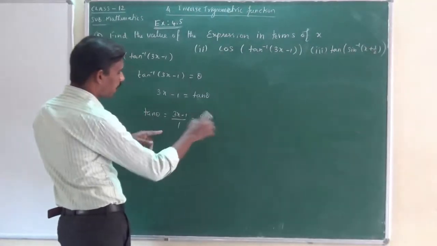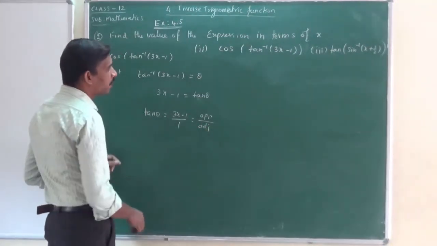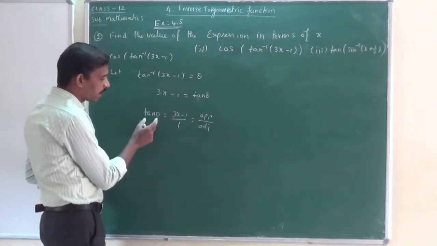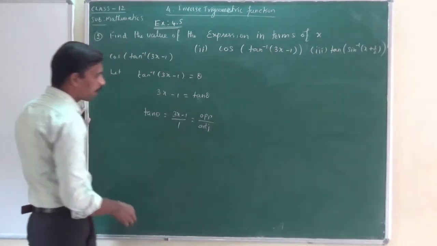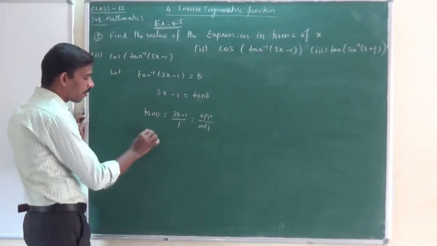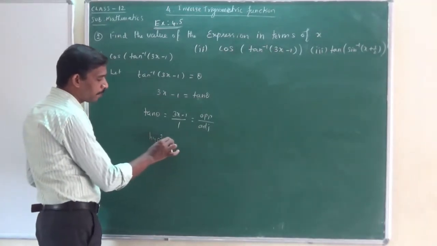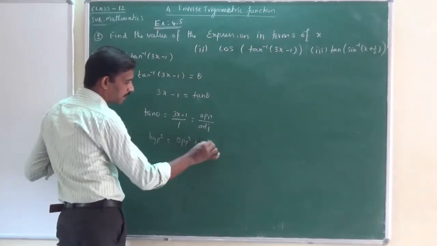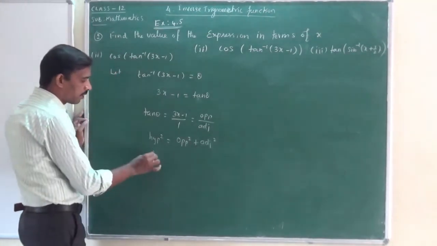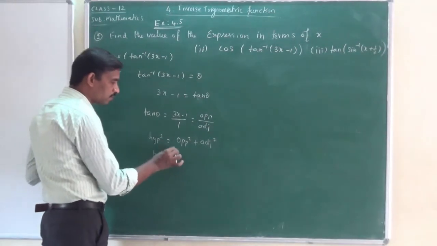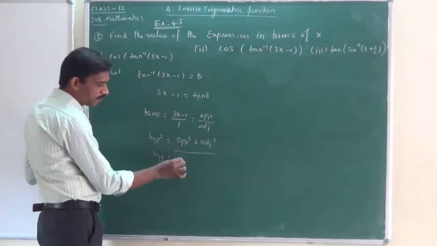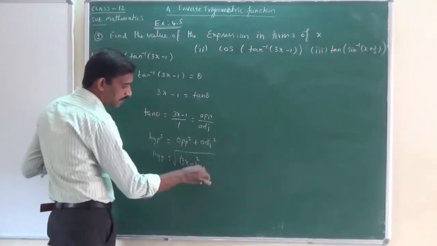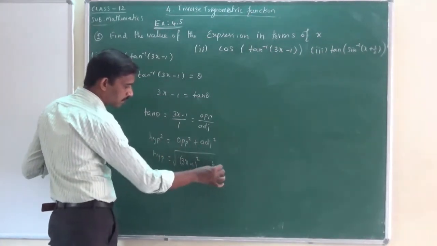Make the assumption in a triangle like this. A right angle triangle, where theta will be the acute angle. Then we can write tan theta is equal to opposite side divided by adjacent side. Now I want to find the hypotenuse side. So hypotenuse side square is equal to opposite side square plus adjacent side square. Then hypotenuse is nothing but square root of opposite side square, which is 3x minus 1 the whole square, plus adjacent side square, which is 1 square.